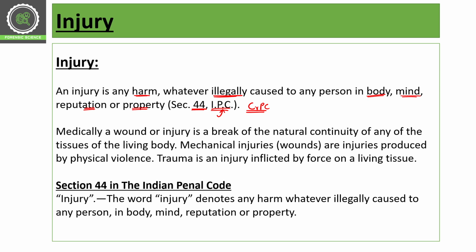And in case of injury we have section 44, and this section 44 says injury is any type of harm which is illegally caused. Of course it is illegally caused, because if a medical person is causing harm to someone else's body, it will be legal. For example, if I have to perform some operation, it will not be illegal. That's why I'm saying this is important. Illegally caused in any person's body, mind, reputation and property, and that's the legal definition.